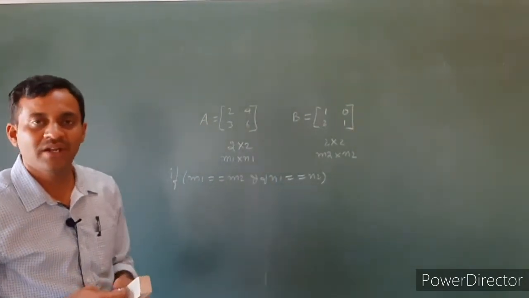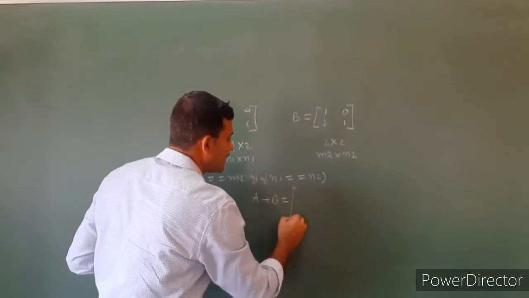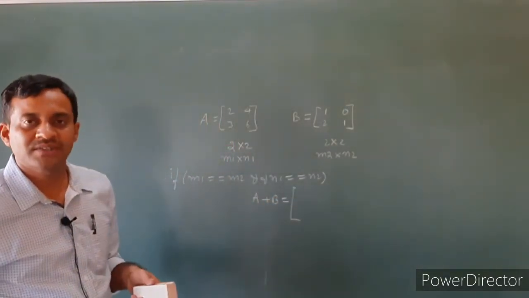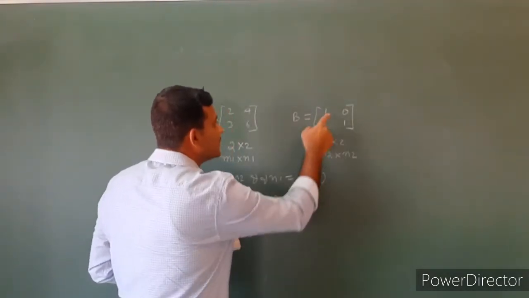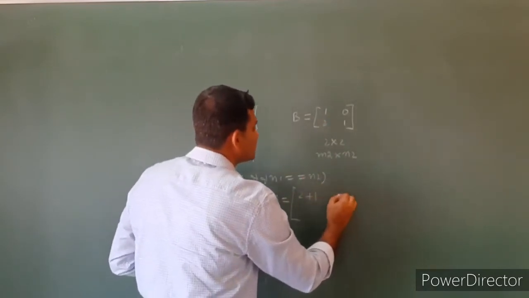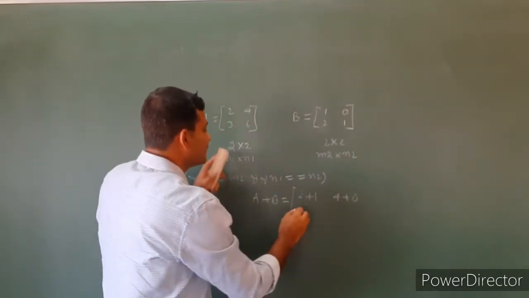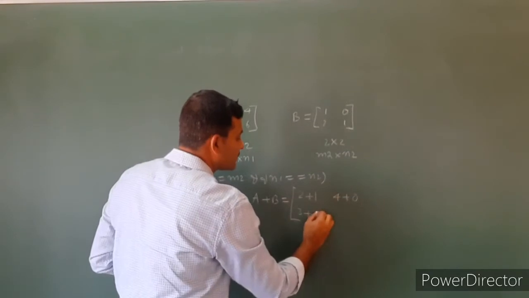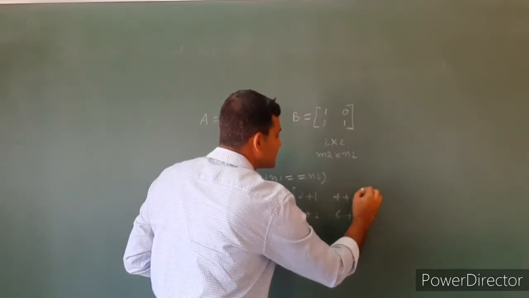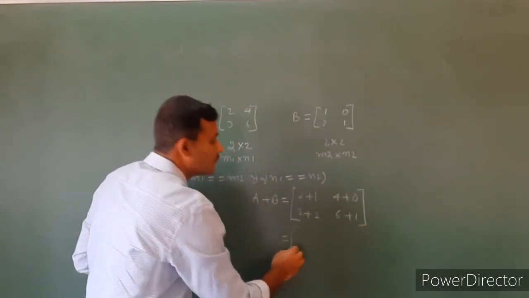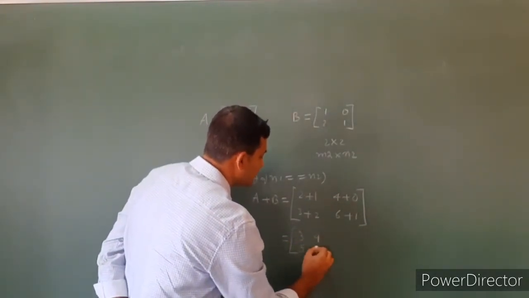Then how do we add the matrix elements? Addition of two matrices means we have to find A plus B. We add the corresponding elements: the first element from the first matrix with the first element from the second matrix, then the second element with the second element, then the third with the third, then the fourth element from the first matrix with the fourth element from the second matrix. Then the result is the sum of the two matrices, that is 3, 4, 5, 7.